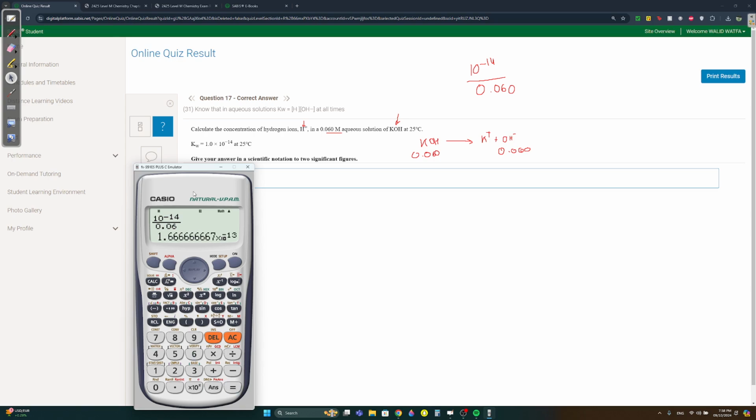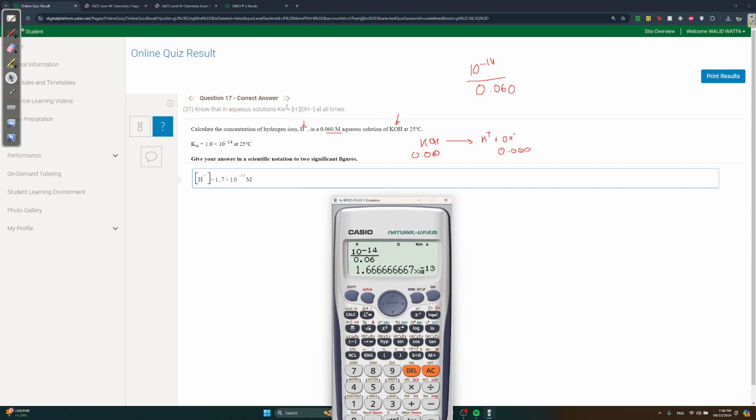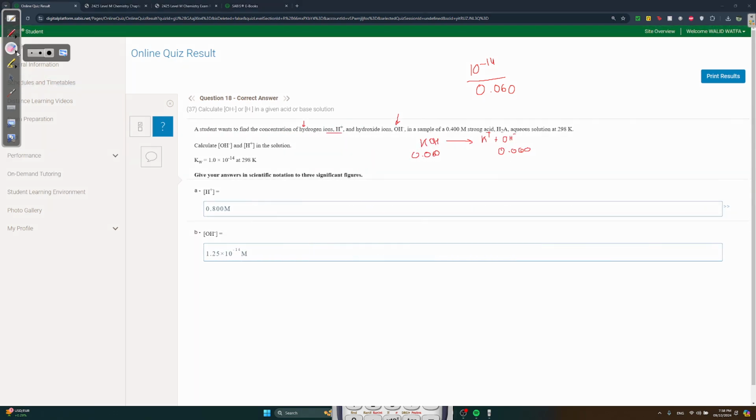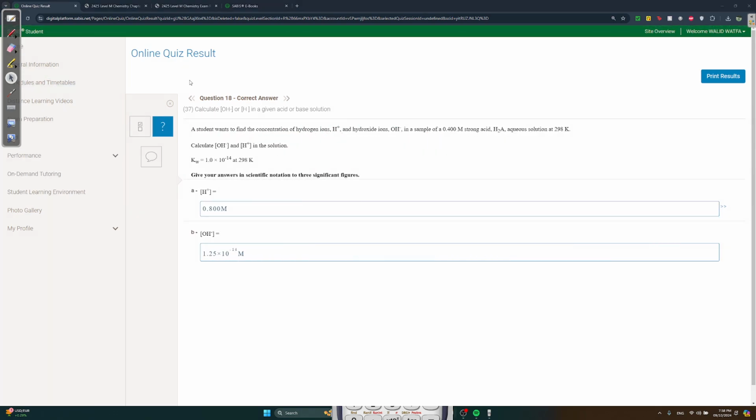0.06. 1.7 times 10 to the minus 13. Okay. A student wants to find the concentration of H plus and OH minus in H2A. It's a strong acid, so it forms a complete dissociation, right? How do you calculate it? Again, the same type of question.